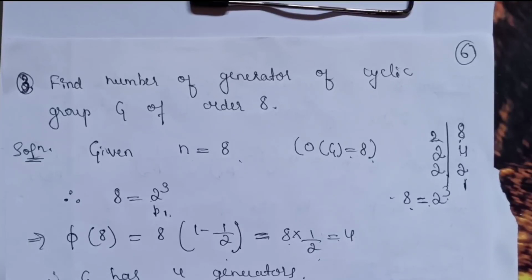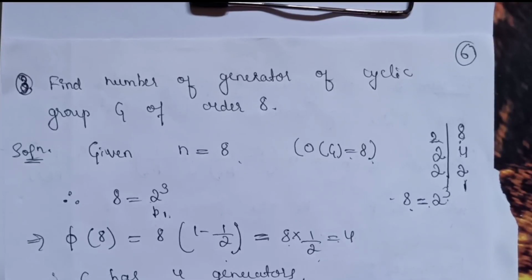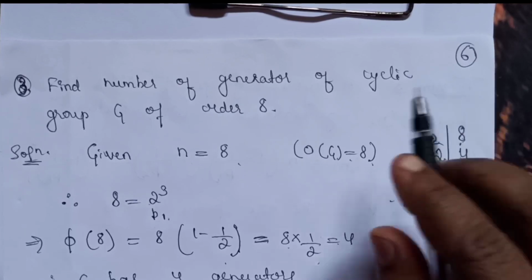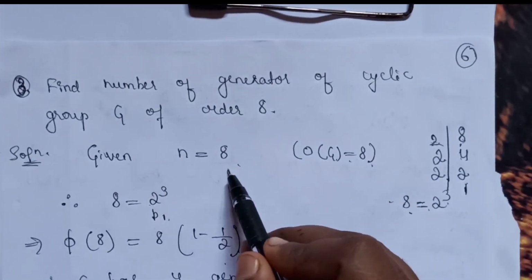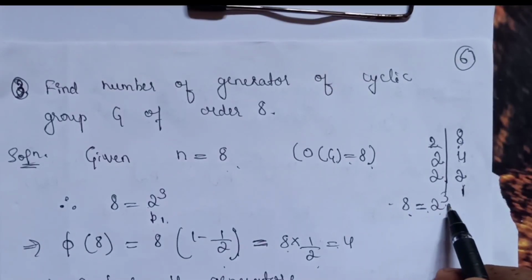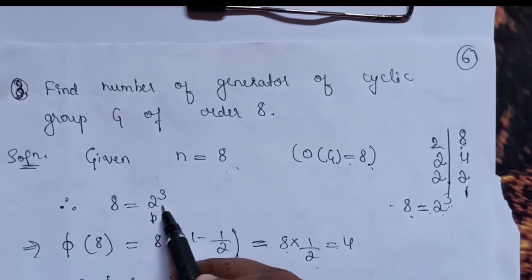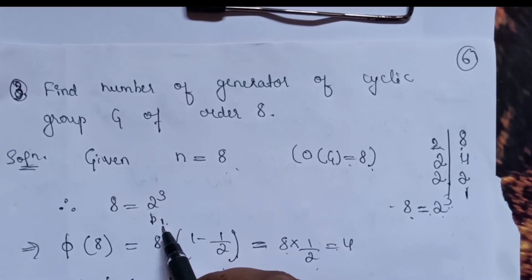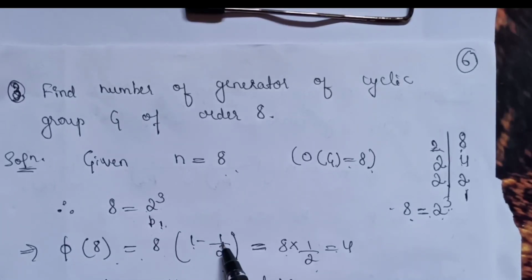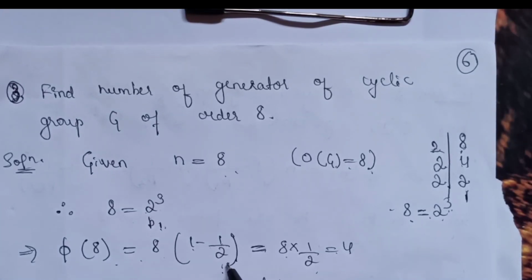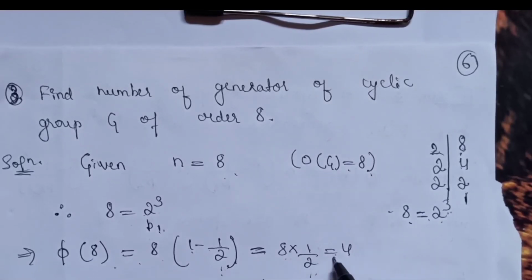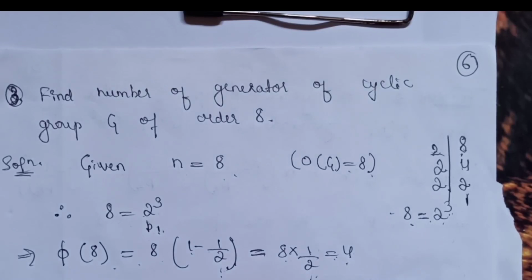So next, third example. Find the number of generators of the cyclic group G of order 8. Given that n equals 8, therefore 8 can be factorized as 2 cubed. Here only one prime number is there. Therefore phi of 8 can be written as 8 times (1 minus 1 by P1), that is 1 by 2. On simplifying we get 8 times 1 by 2, which is equal to 4. Therefore G has 4 generators.